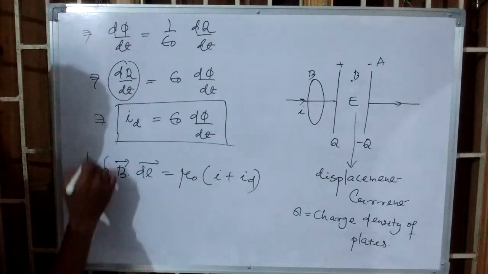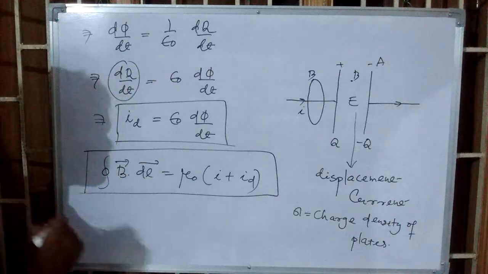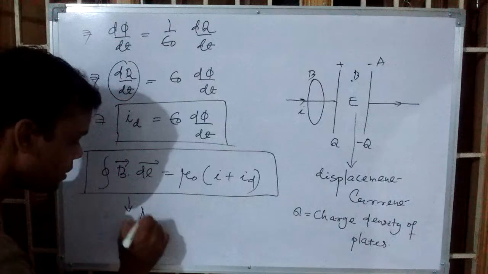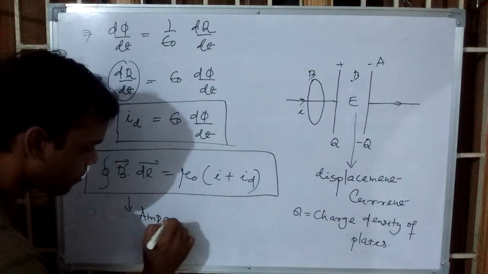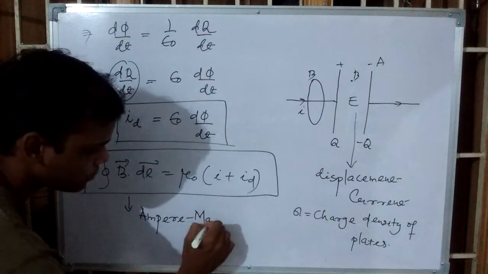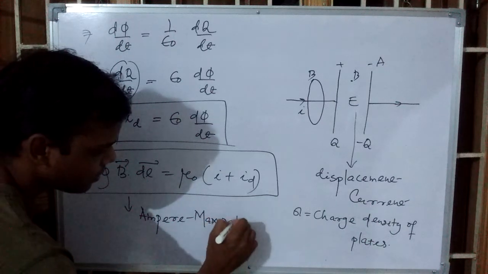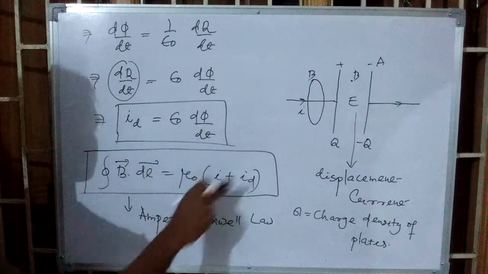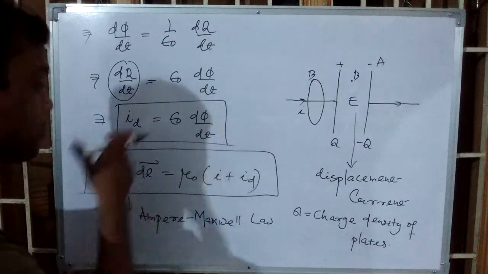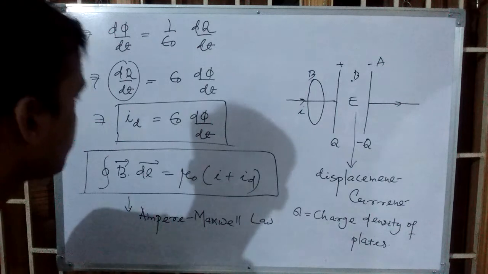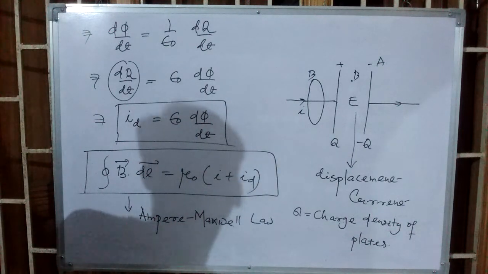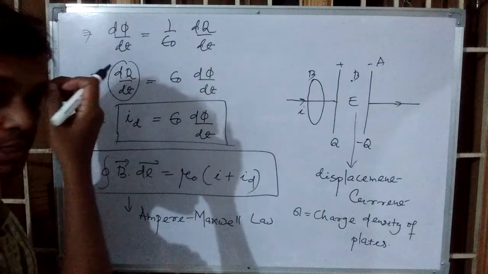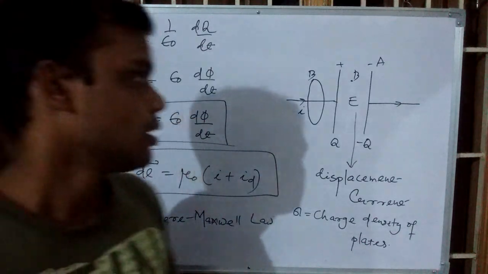Now this is the final formula, or modified Ampere's law. This is also called the Ampere-Maxwell law, because Maxwell modified it and Ampere proposed that law. That's why. So this is our displacement current. Then what is the expression of displacement current? That is epsilon naught d phi by dt. That's all. Thank you.